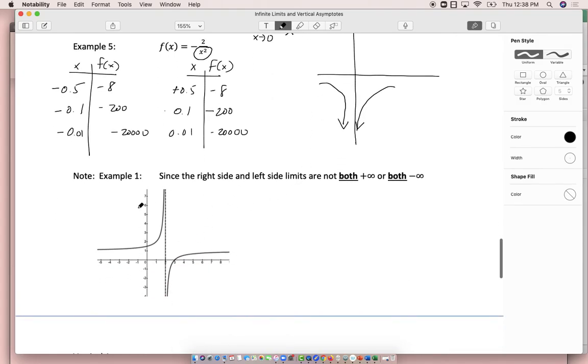Now in that very first example, here's the graph in here. Notice from the left side I got positive infinity, from the right side I got negative infinity. So in this scenario, if I tried to approach 2 of this function without a positive or negative, I would say does not exist. This is because both sides are not the same type of infinity.